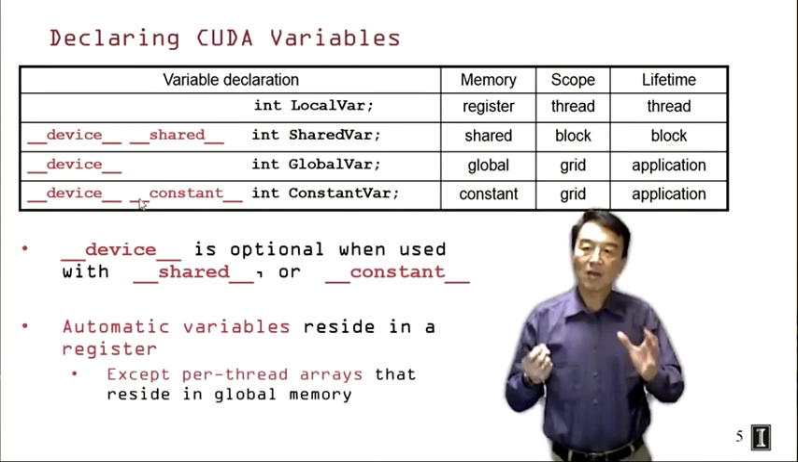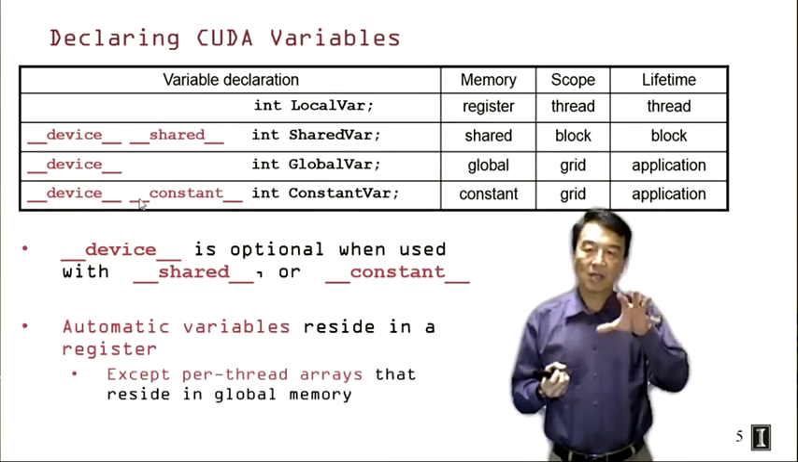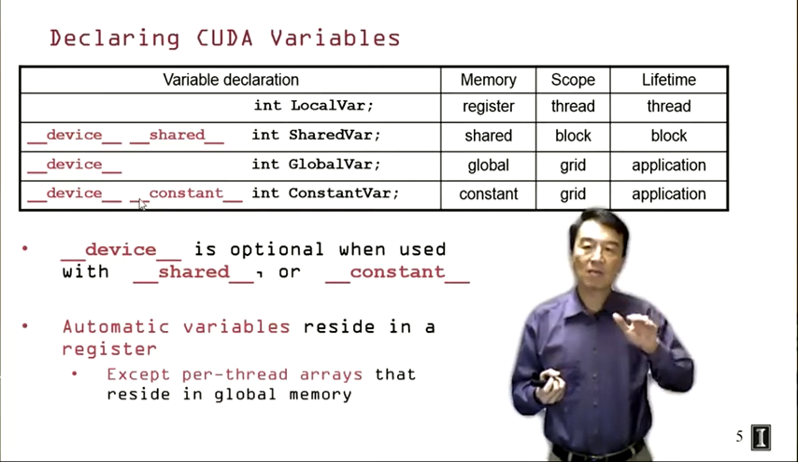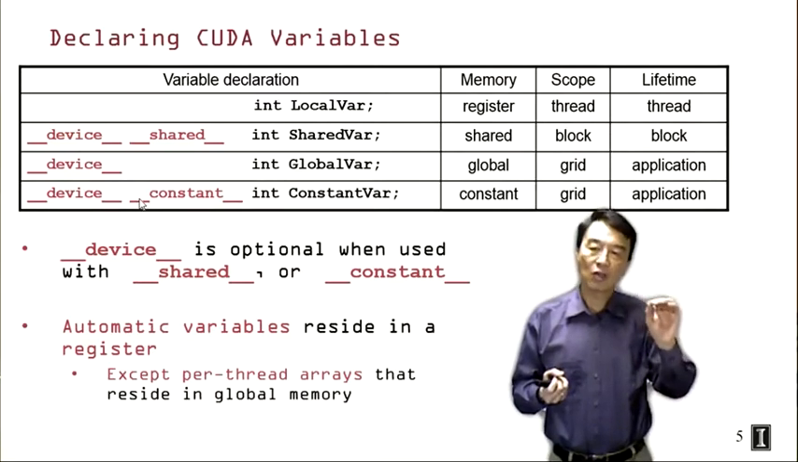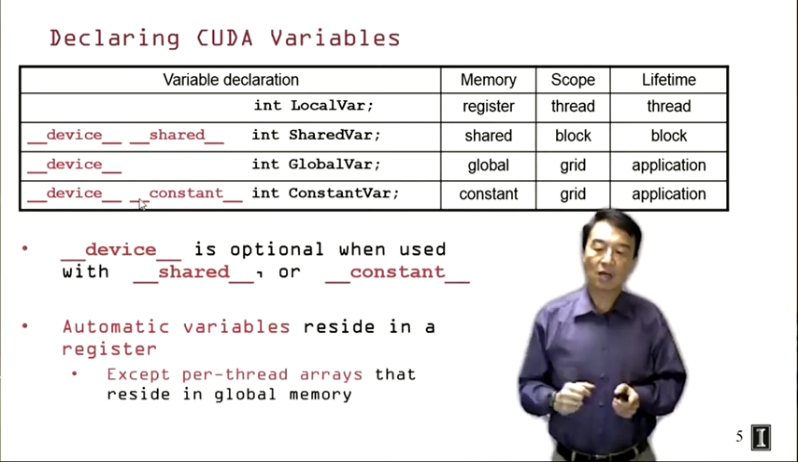That is, when the block starts execution, the shared memory variables will exist. But as soon as the thread block completes execution, the shared memory contents associated with that thread block will disappear. The third one is a global variable.